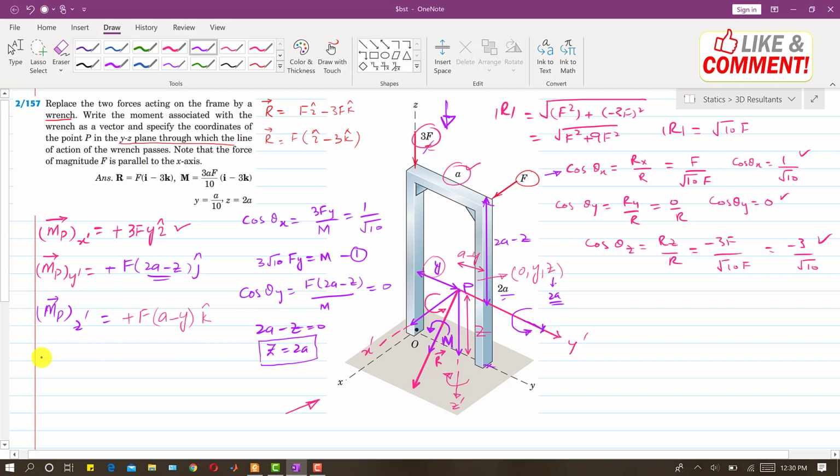And similarly, if we compare cos theta z of the resultant and the moment, this will be F, the magnitude of this, divided by its magnitude, and this will be equal to minus 3 divided by square root 10. If we take the cross product and multiply this, it will be square root 10 Fa minus square root 10 Fy is equal to minus 3M.